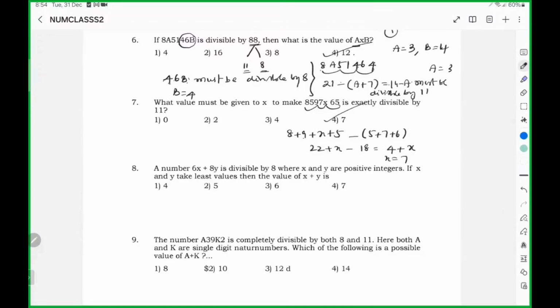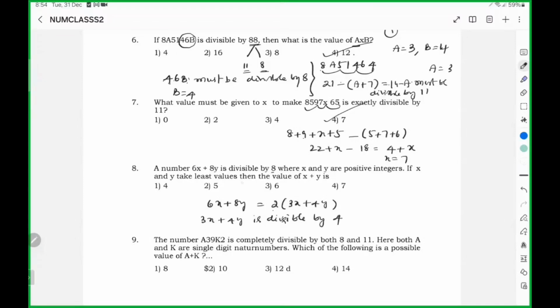Here 6x plus 8y is divisible by 8. So this I can write as 2 times 3x plus 4y. Here a multiple of 2 is there. That means if 3x plus 4y is divisible by 4, then the entire expression will be divisible by 8.